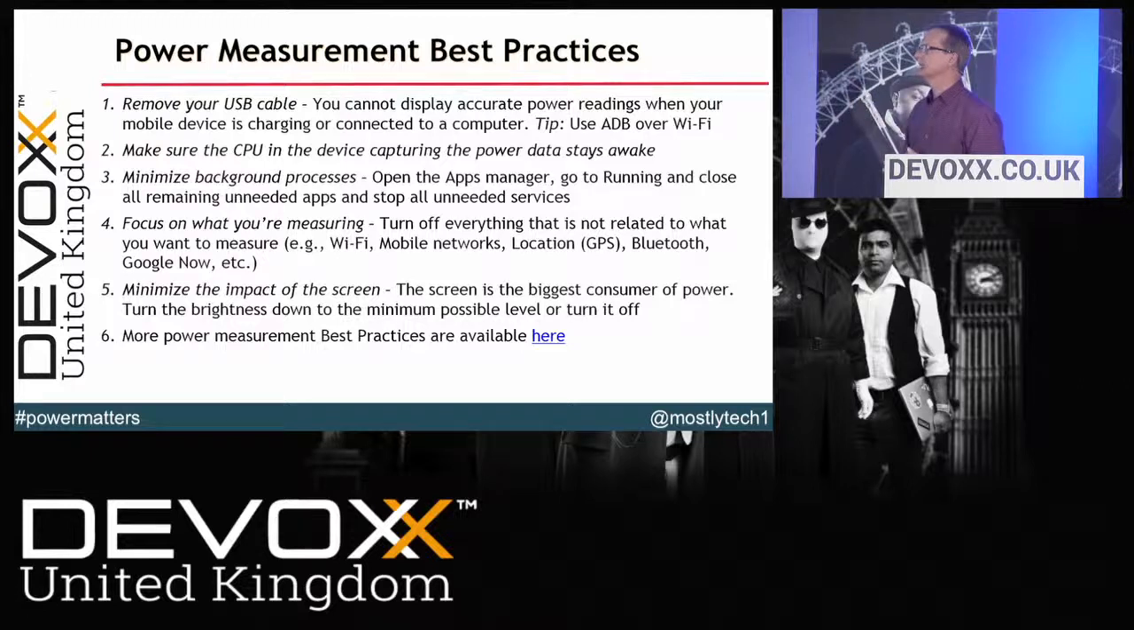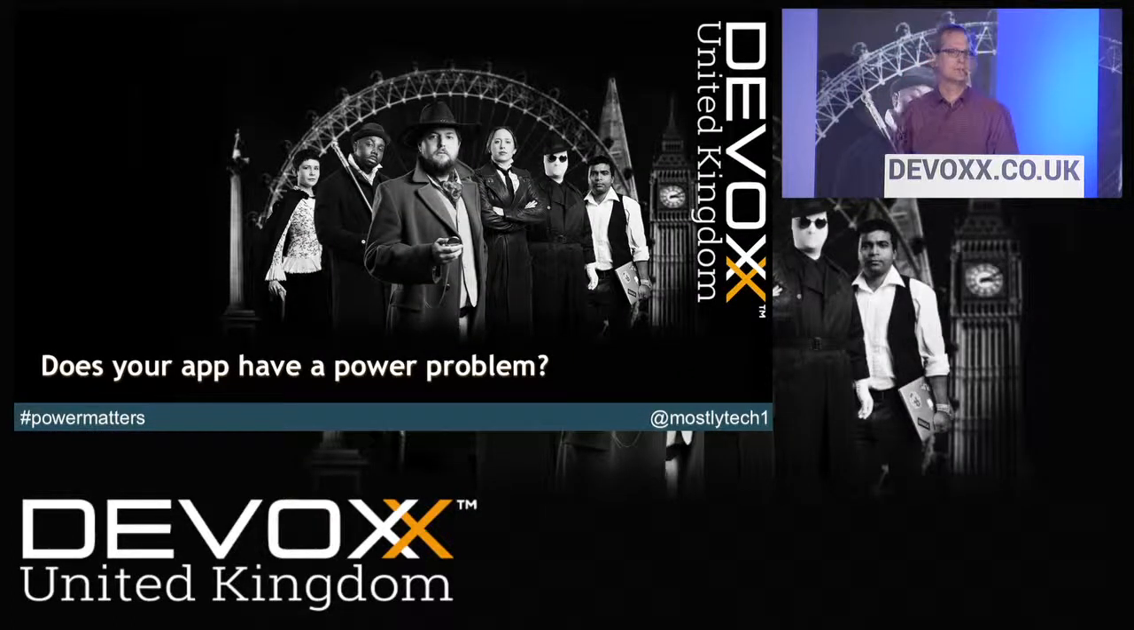You want to turn off everything that's not related to what you're measuring. A lot of times I'll go into airplane mode. If you don't need GPS and Bluetooth and all that, turn it off. Minimize the impact of the screen. Typically, I'll drop it down to minimum brightness. Sometimes, if I'm doing idle power, I'll just turn off the screen. And then there's a whole list of best practices. If you download the slides, you'll see a very, very long list of other helpful features.